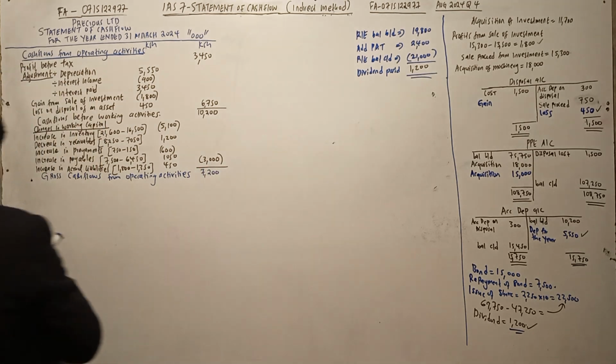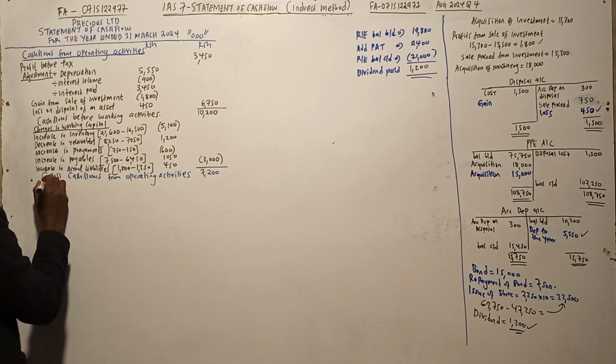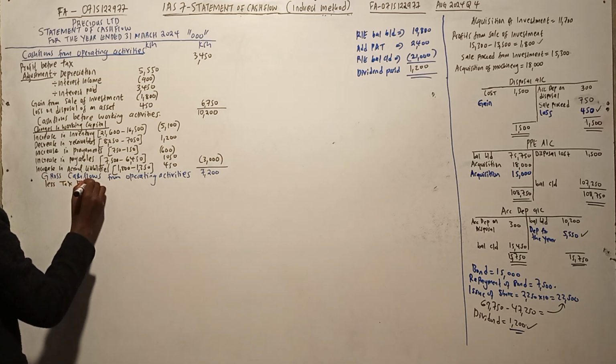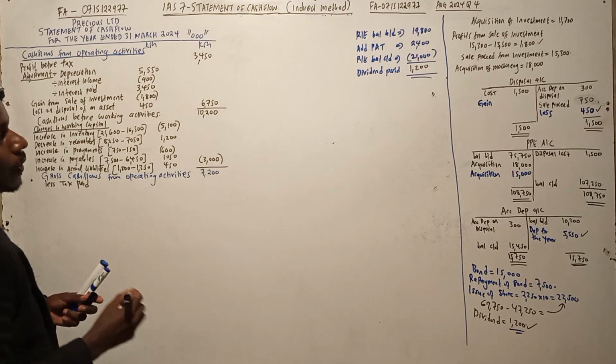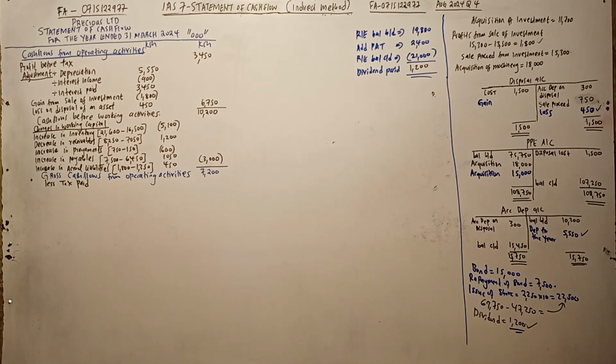Now we less tax paid. So we are supposed to less the tax paid. Now tax paid, we need to do our working for tax paid. Tunaenda kwa our, so we need to go back to our balance sheet.